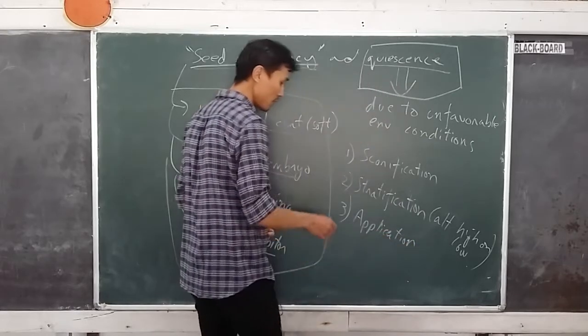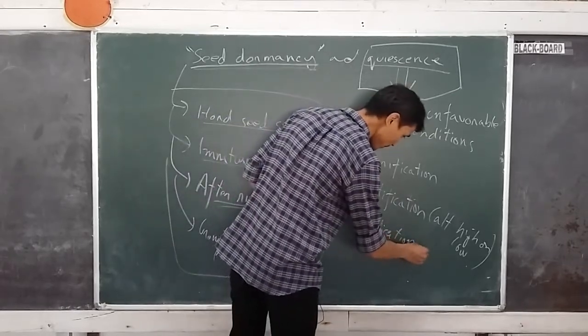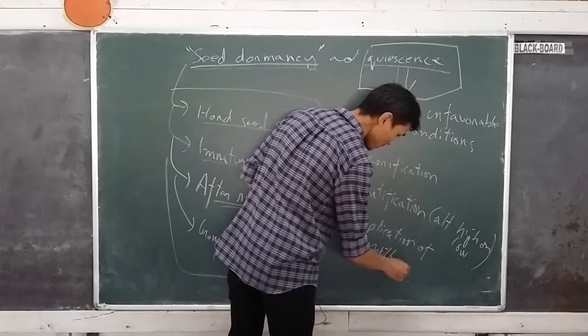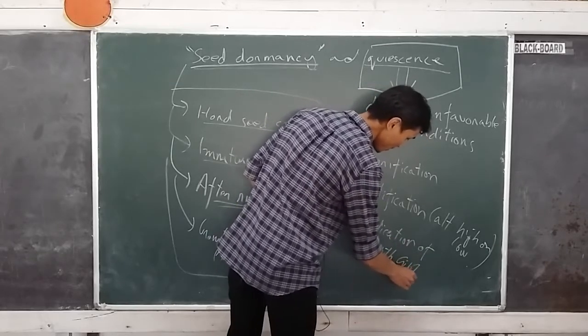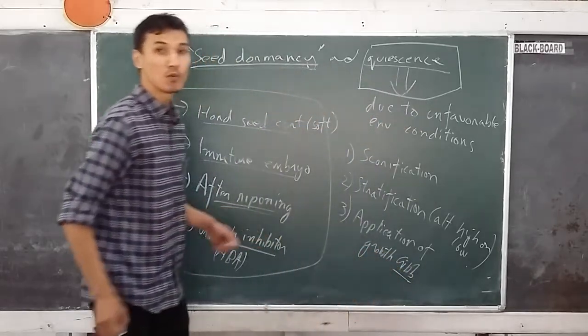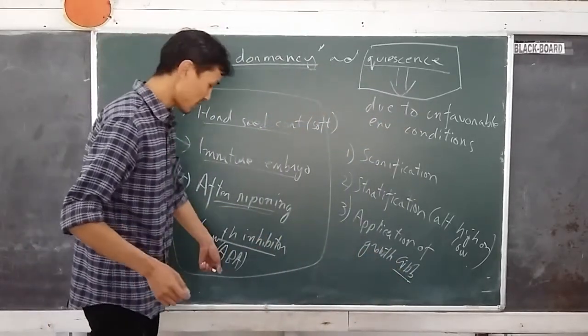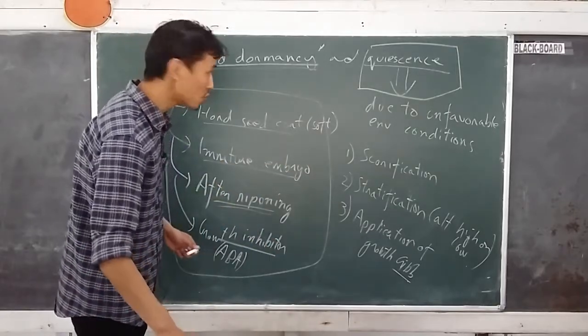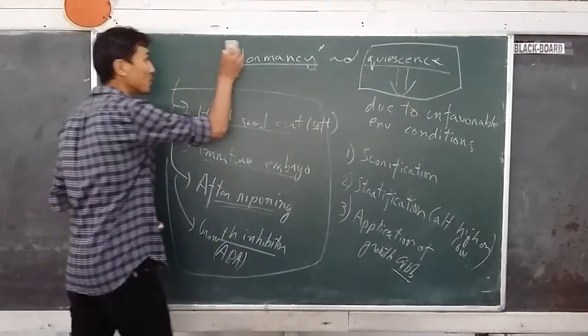And another way of overcoming seed dormancy is by application of growth factors like gibberellins. Gibberellins promote germination, whereas abscisic acid inhibits it. So all these conditions can be used to overcome seed dormancy.